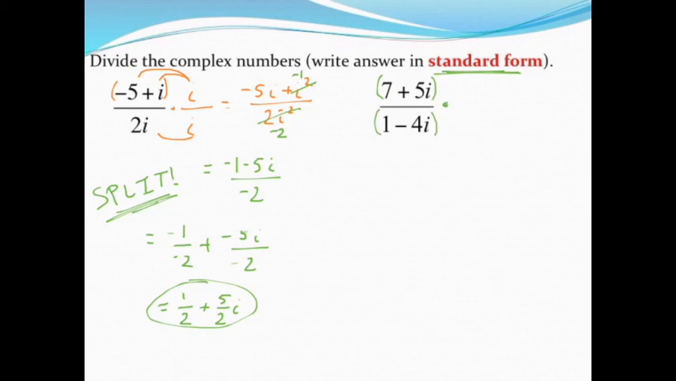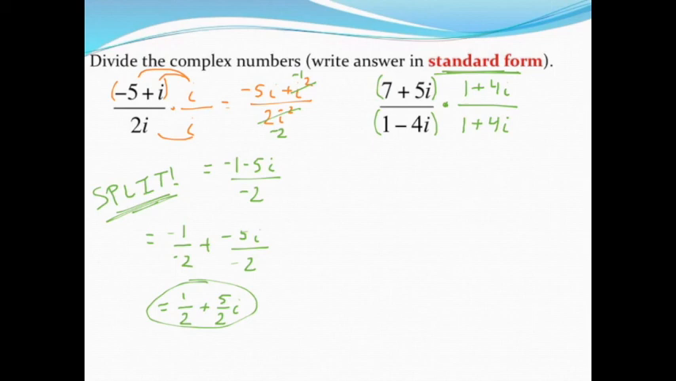What I'm going to do, again, thinking back to square roots, is multiply by the conjugate. The conjugate, recall, is to take your expression, which is 1 minus 4i in the denominator, and just change the sign in the middle. So my conjugate is 1 plus 4i. I will multiply the top and the bottom by the same thing because really all I'm doing is multiplying by 1 when I do this.